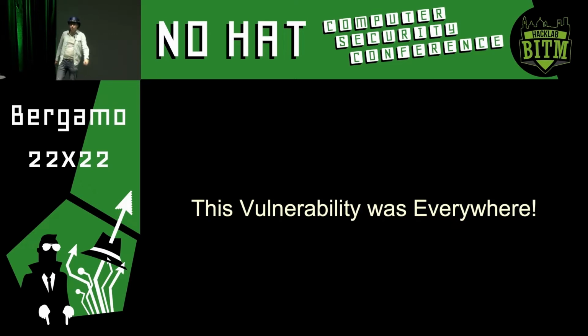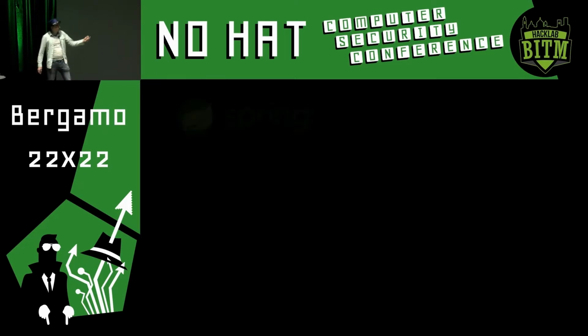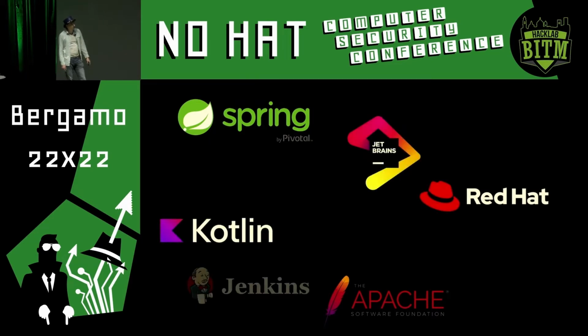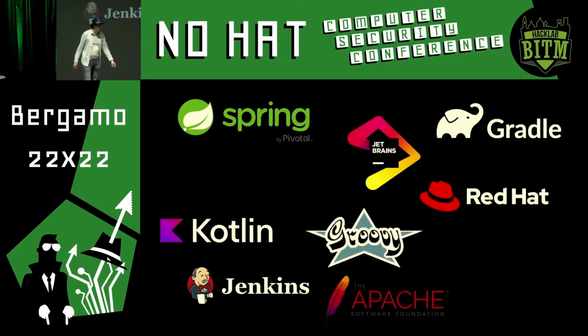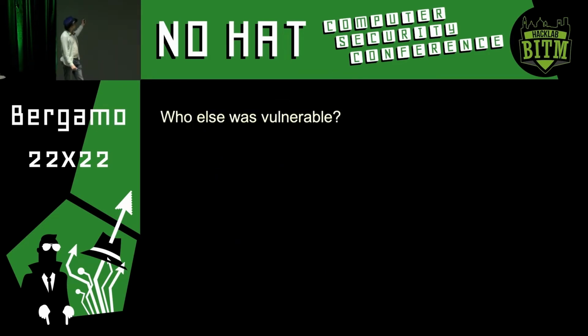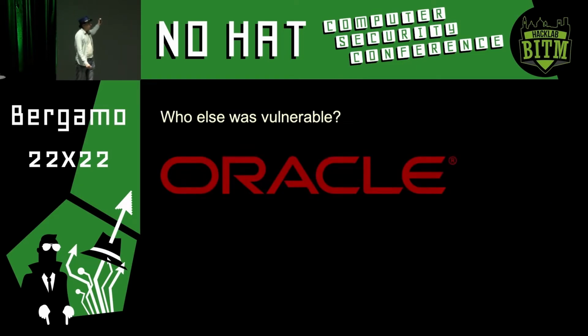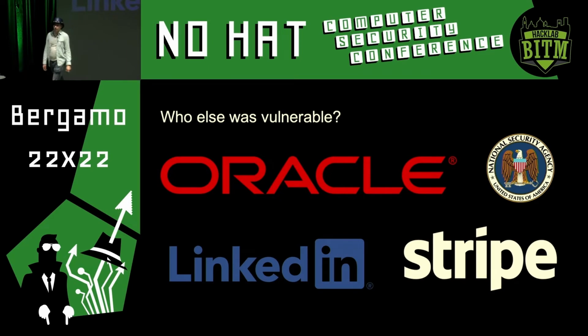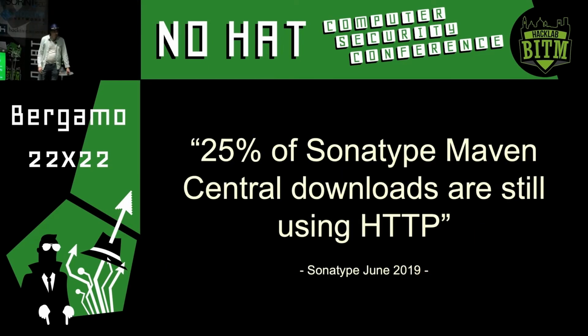And this vulnerability was everywhere. It existed in the organizations of Spring, the projects of Spring, Apache, Red Hat, Kotlin, JetBrains, Jenkins, Gradle, Groovy, Elasticsearch, Eclipse Foundation. And who else was vulnerable? Oracle, the NSA, LinkedIn, Stripe. This impacted open source projects of all of these different organizations.